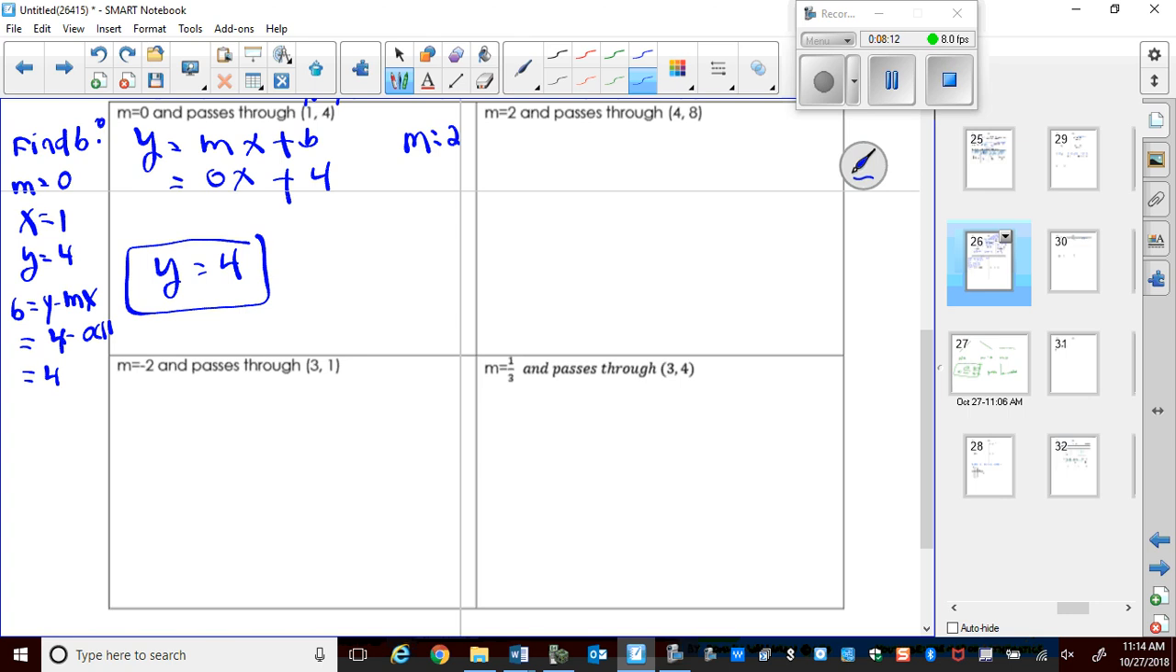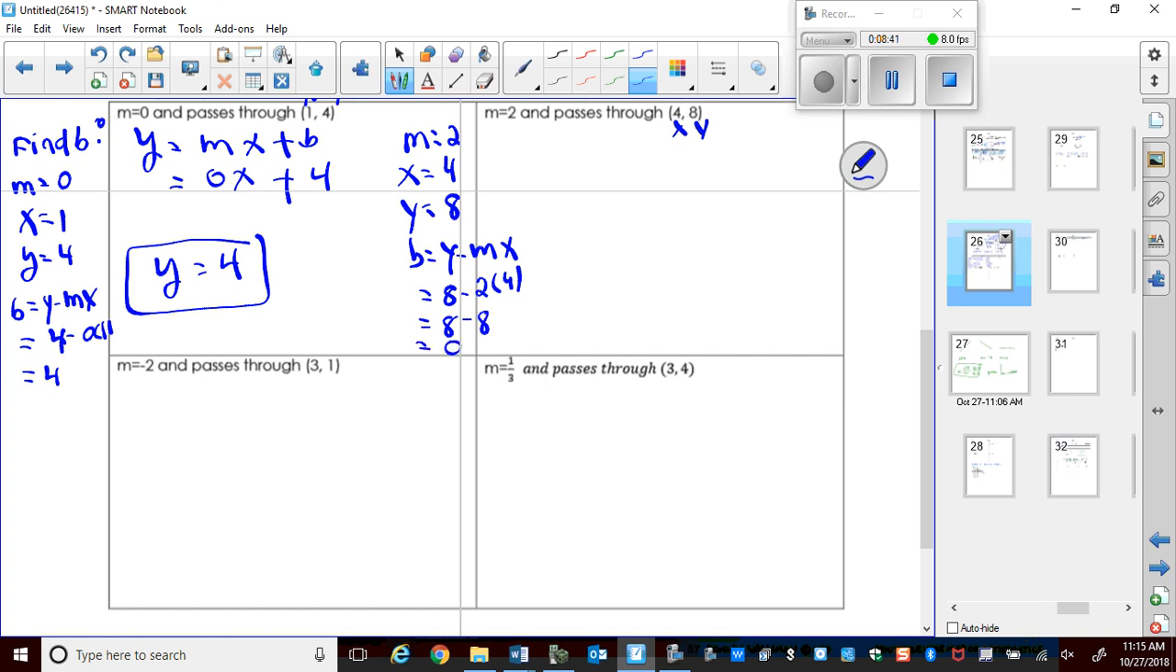Number 2, box of knowledge. M equals 2, label my coordinates, x and y. B equals 4. Nope, I don't know what b is. Take that back. X equals 4, y equals 8. B equals y minus mx, or equals 8 minus 2 times 4. Equals 8 minus 8, or just 0.